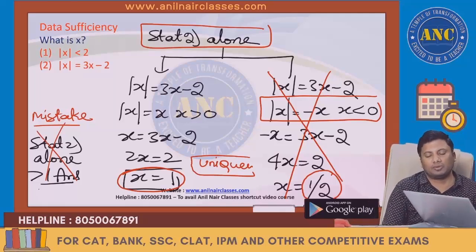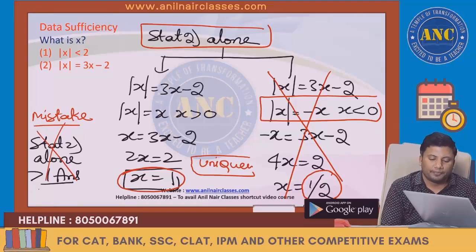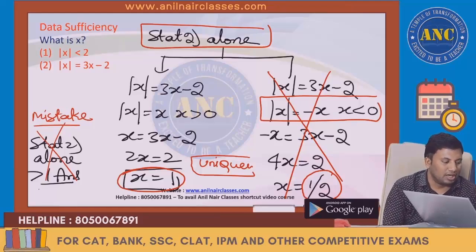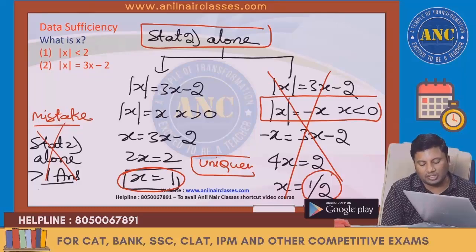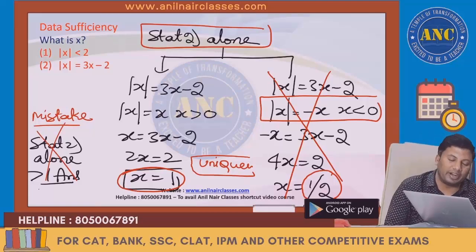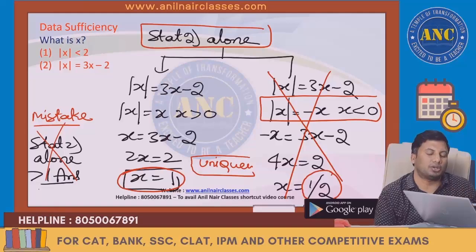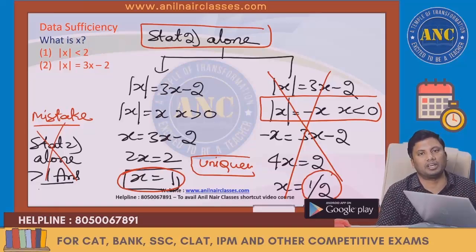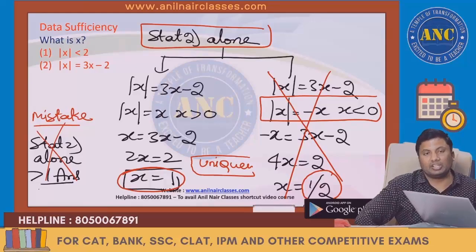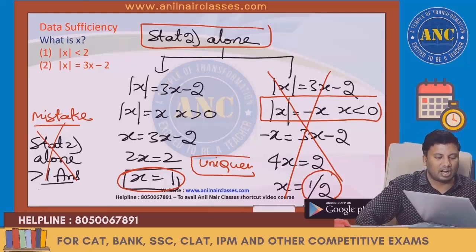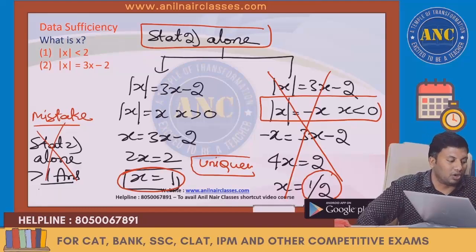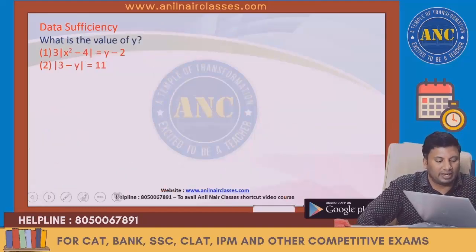Mod x is 3x minus 2 when x is less than 0. Mod x is minus x, so minus x equivalent to 3x minus 2. x will become 1 by 2. I hope the idea is clear. So 1 by 2 is 0.5, and 0.5 is not less than 0, it is greater than 0. Even though you got two answers, the second one is not satisfying the condition that is imposed on x. So the second one is out. The answer is statement 2 alone. I hope the idea is clear.